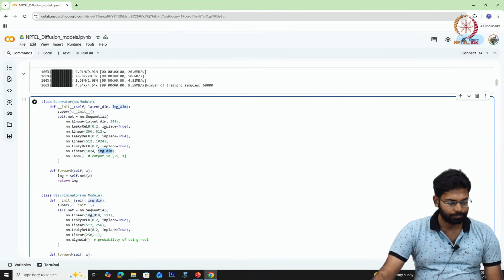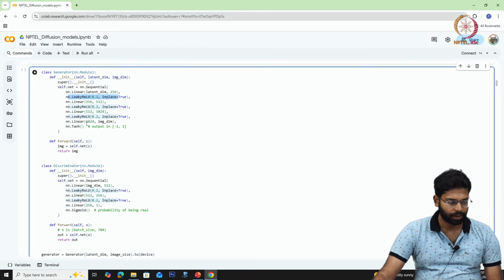Okay. So starting with the latent dimension, you apply a set of nn.Linear layers, followed by a few activation functions like leaky ReLU with some hyperparameters associated with it, and then the forward function simply applies self.net, that is this set of layers, and feeds in z, the latent variable, as input and generates the image.